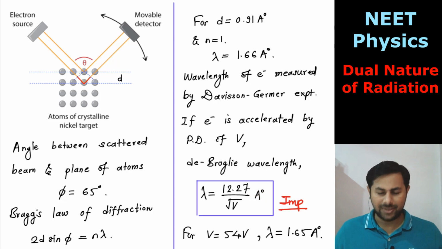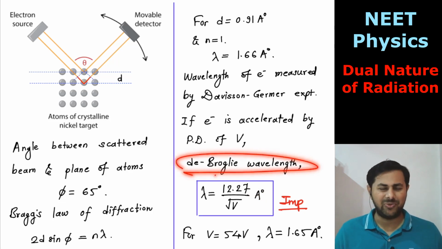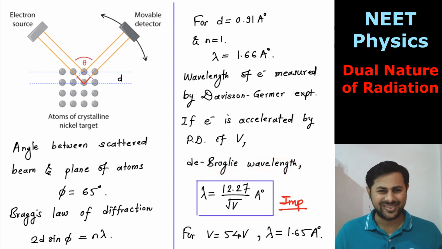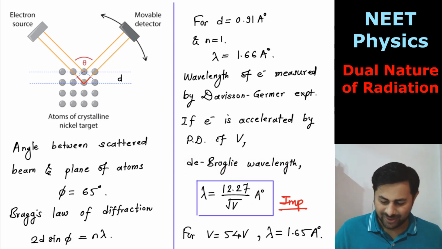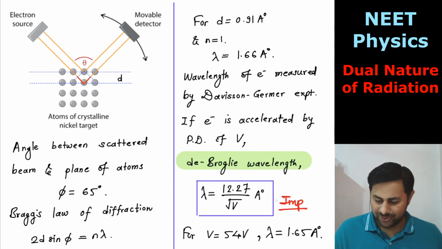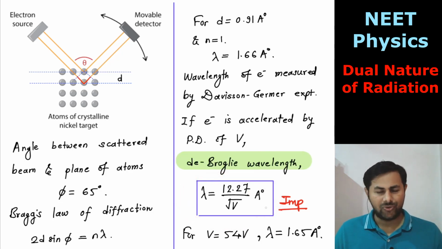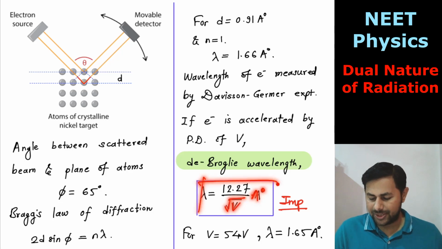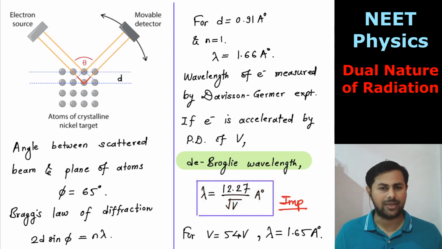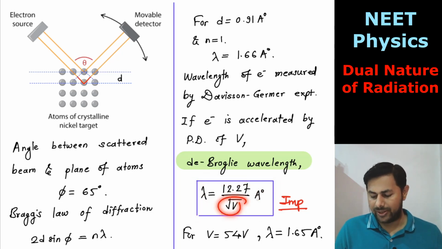Okay, and this wavelength, by the way, is known as the de Broglie wavelength, because this is de Broglie's hypothesis. The de Broglie wavelength is equal to this thing, lambda is equal to 12.27 divided by root of V angstrom unit. So we just need to remember this formula separately for electrons, because there have been questions based upon this. So lambda is equal to 12.27 divided by root of V angstrom units, right?